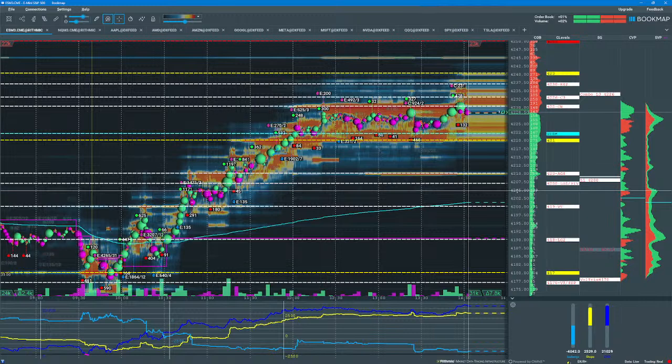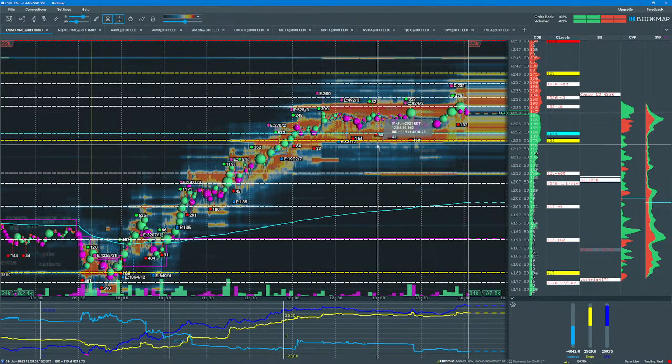And price continues to test the 422 call wall. All right, so those are the setups this morning. Pretty good, clear setups, looking at order flow and hedging flow.